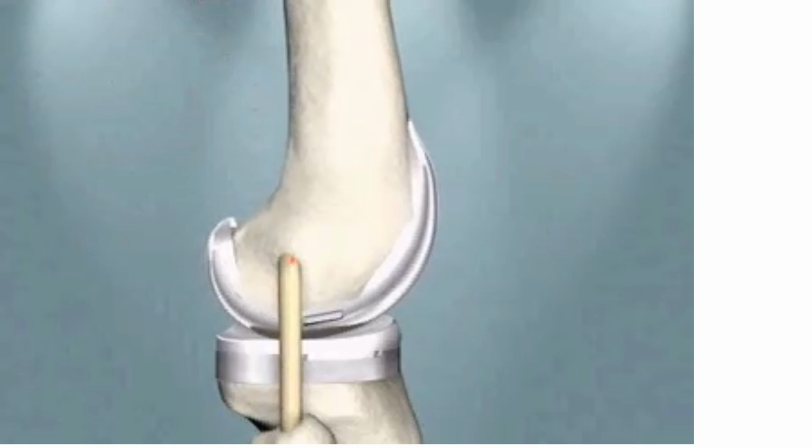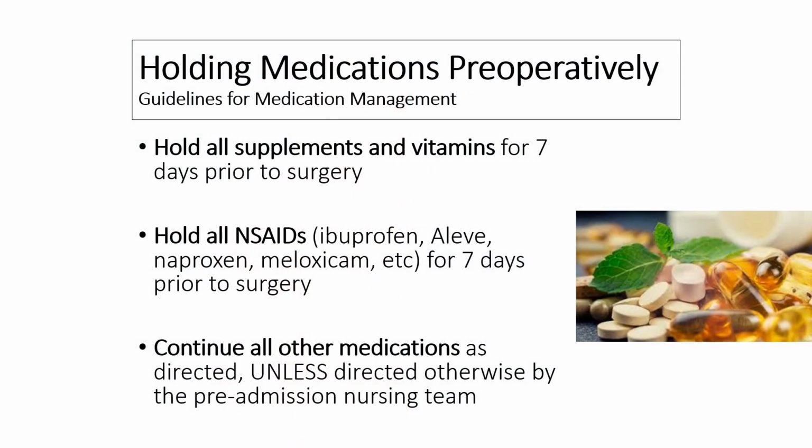Proper management of medications before surgery is crucial for a safe procedure. Patients should stop taking all supplements and vitamins at least 7 days prior to surgery to avoid any potential interactions or complications. Similarly, it is essential to refrain from using NSAIDs such as ibuprofen, Aleve, naproxen, or meloxicam for 7 days before surgery. For all other medications, continue as directed unless otherwise advised by the pre-admission nursing team. This approach helps in minimizing risks and ensuring optimal surgical outcomes.